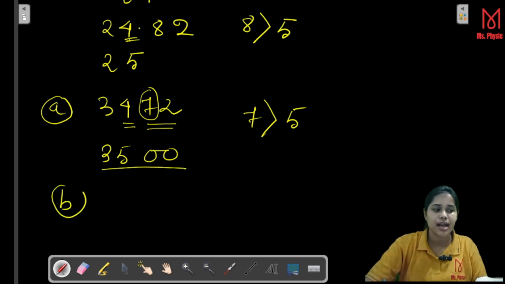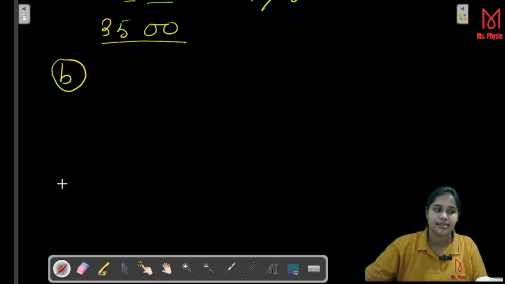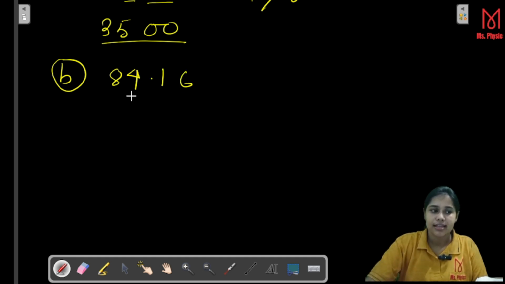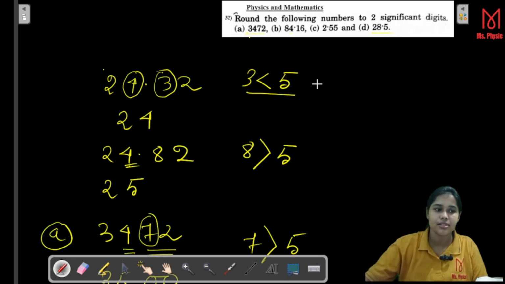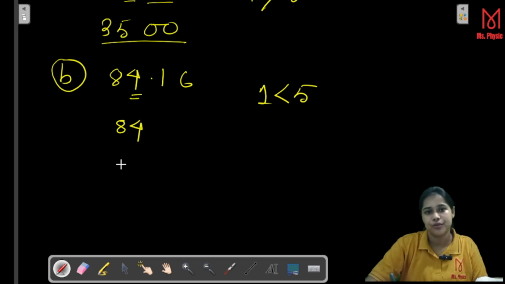Now you go to the second one. It is 84.16, so you just write down 84.16. Here you see that the second digit is 4, but after that comes 1. 1 is less than 5. So when it is less than 5, what did I tell you? That it will remain unchanged. So that's why the answer will be 84.